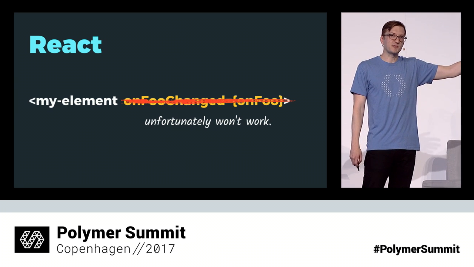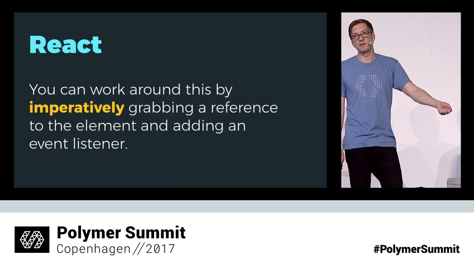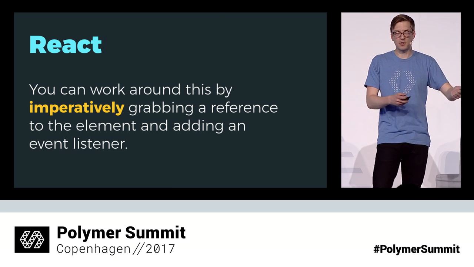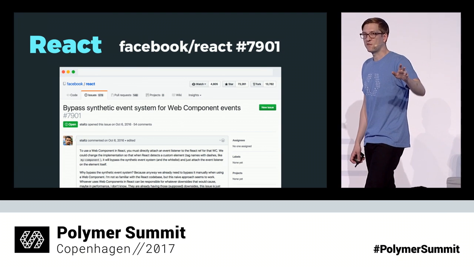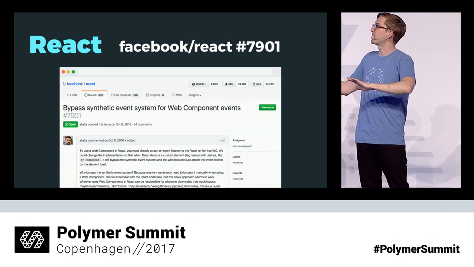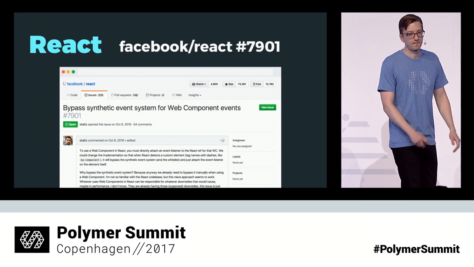Again, like the attributes and properties thing before, we can work around this. You can just grab a reference to the element inside of your render callback, and then using component did mount, you can manually add the event listener. So again, a hiccup, not a showstopper, but just something to be aware of. And they do have a GitHub issue to bypass their synthetic event system for custom elements. I think it would be really, really awesome if they did this, but this is still being discussed.